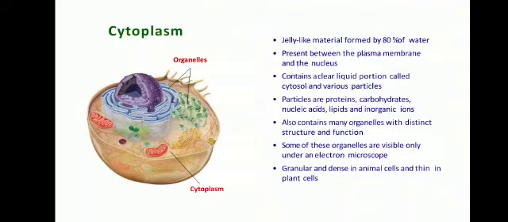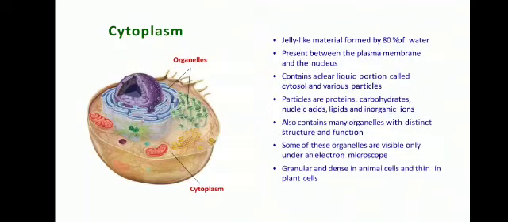It is present between the plasma membrane and the nuclear membrane. It contains a clear liquid portion called cytosol. It varies in the particles, and the particles are the proteins, carbohydrates, nucleic acids, lipids, and also inorganic ions. It also contains many organelles with distinguished structures and specific functions. Some of these organelles are visible only under the electron microscope.